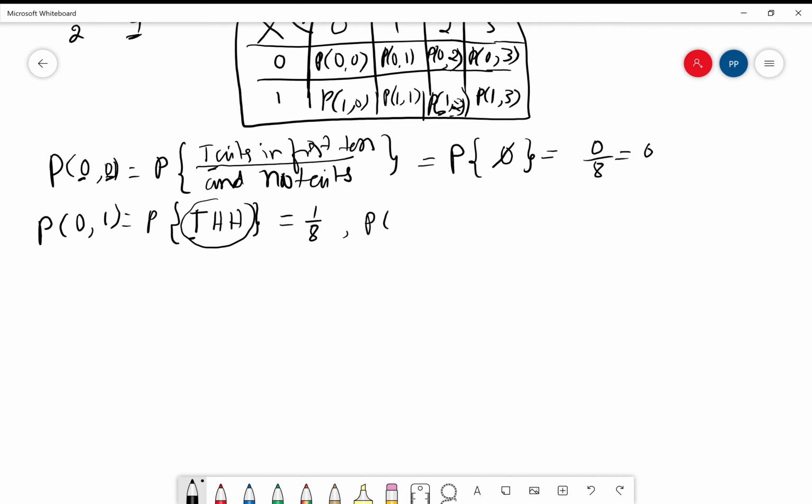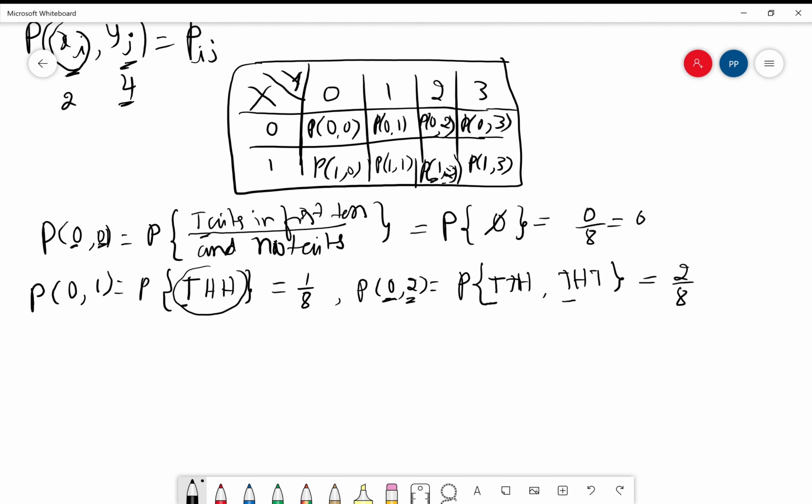Next, probability of 0 comma 2. That is tails in the first toss, and total number of tails is 2. How many such outcomes are you finding? You are finding TTH, one outcome, and also THT, satisfying both the conditions. Tails in the first toss and total number of tails equals 2. So what is this probability then? 2 by 8.